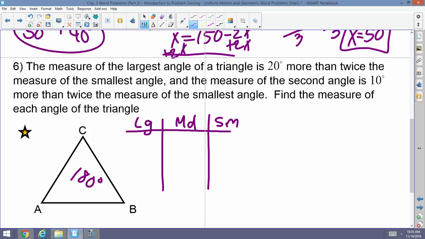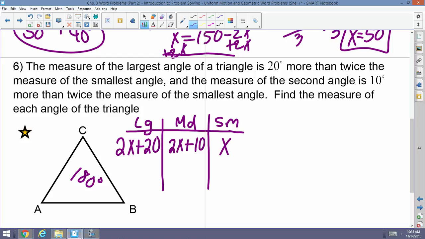Small angle, which is x. Now it says the measure of the second angle is 10 degrees more than twice the measure of the smallest angle. But first, we know what the smallest is. Well, what's the large then? If the largest angle is 20 more than twice the measure of the smallest, 2x plus 20. And then the middle angle, it says the measure of the second angle is 10 degrees more than twice the measure of the smallest. So it's 2x plus 10.